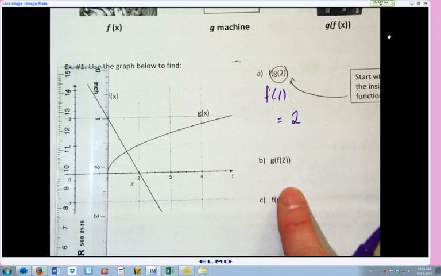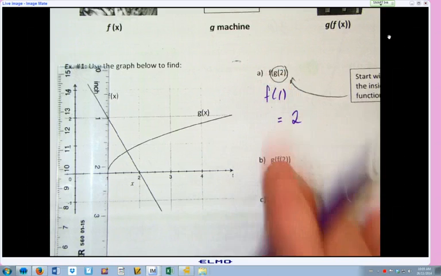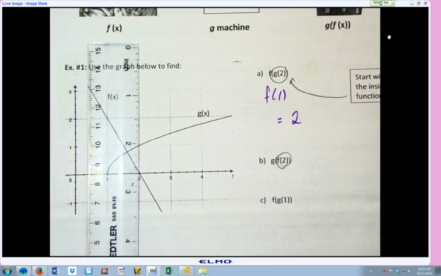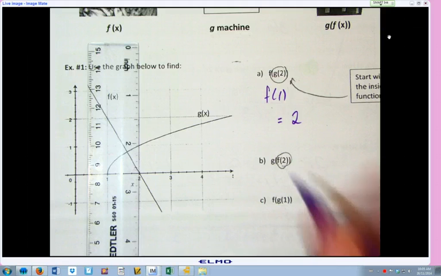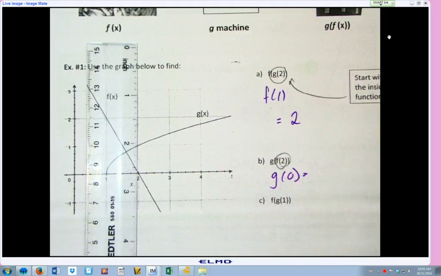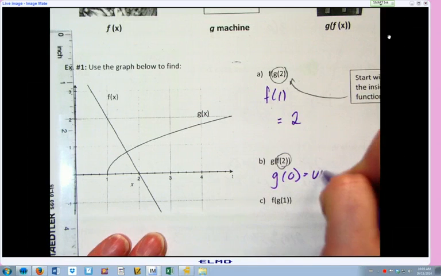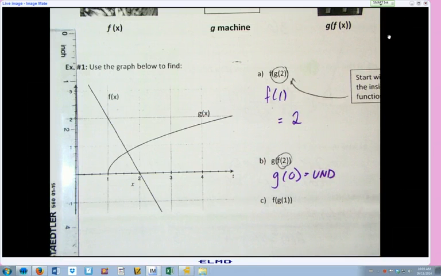Okay, let's look at the reverse, g of f of 2. So does it matter if we switch the order? Okay, we start with the inside function first, f of 2. What is that telling you to do? Yep, so go to 2. Go to the f of x function. What does y equal? I heard 0. The second set of instructions is go to where x equals 0. Go to the g function. Undefined. And that's just like me giving you a set of instructions that's impossible for you to do.